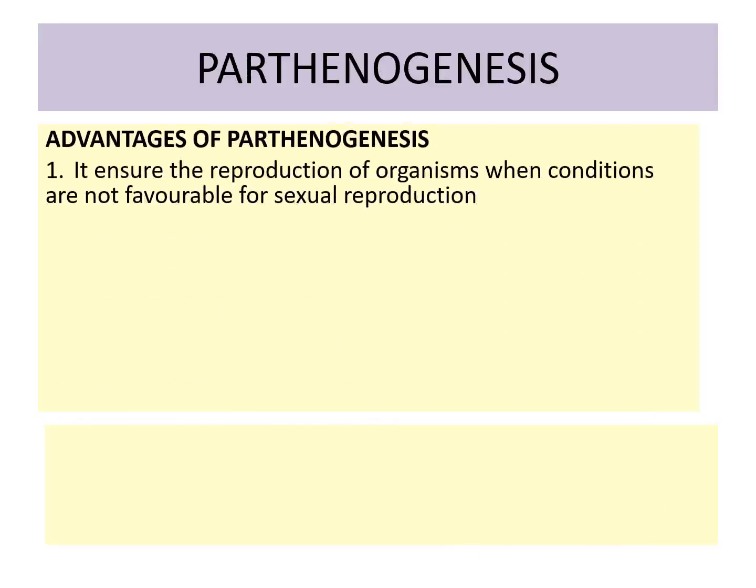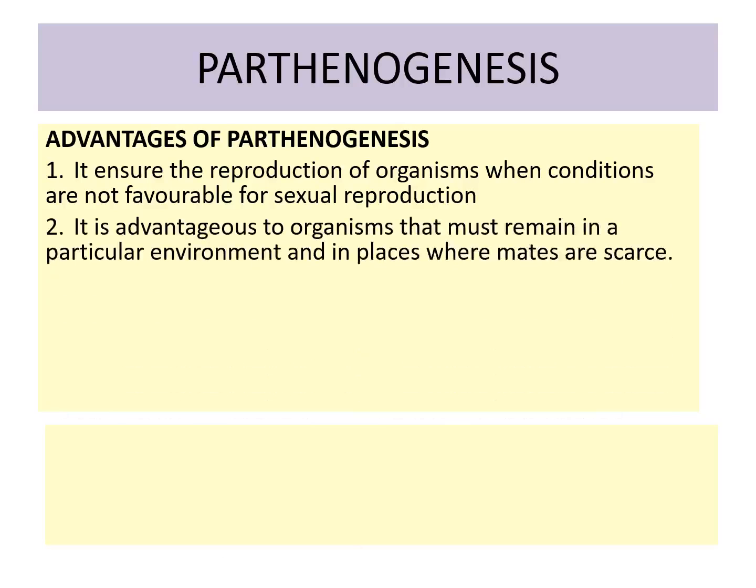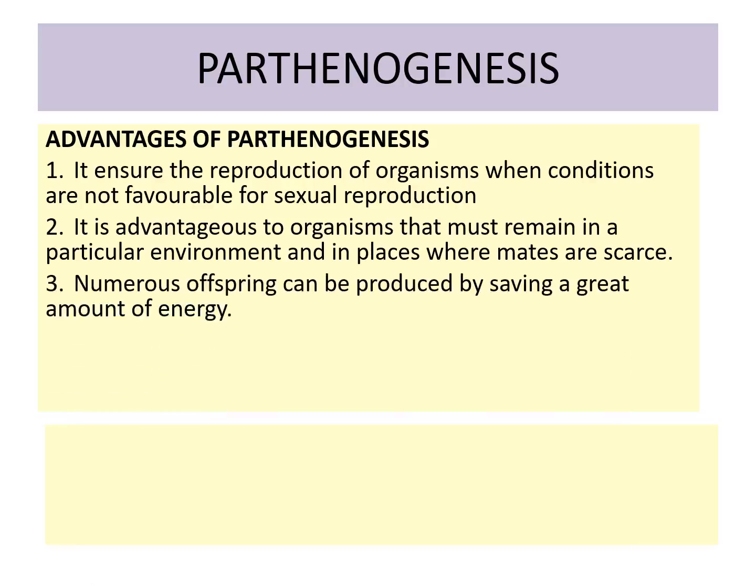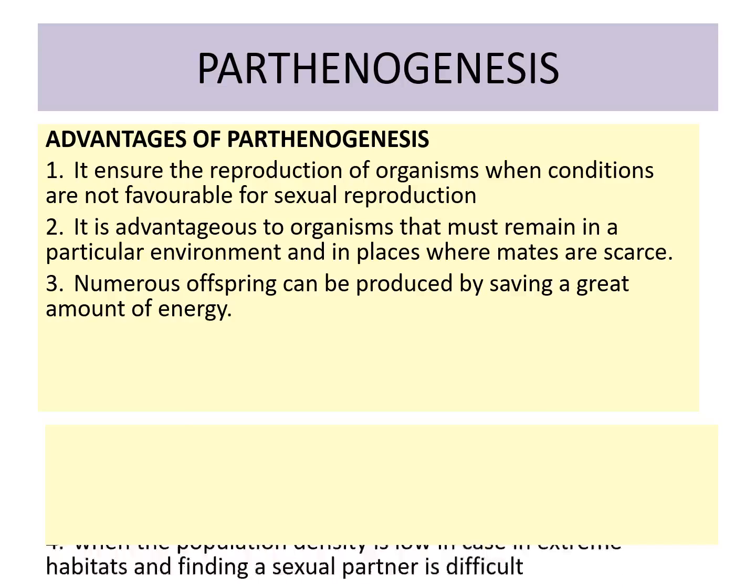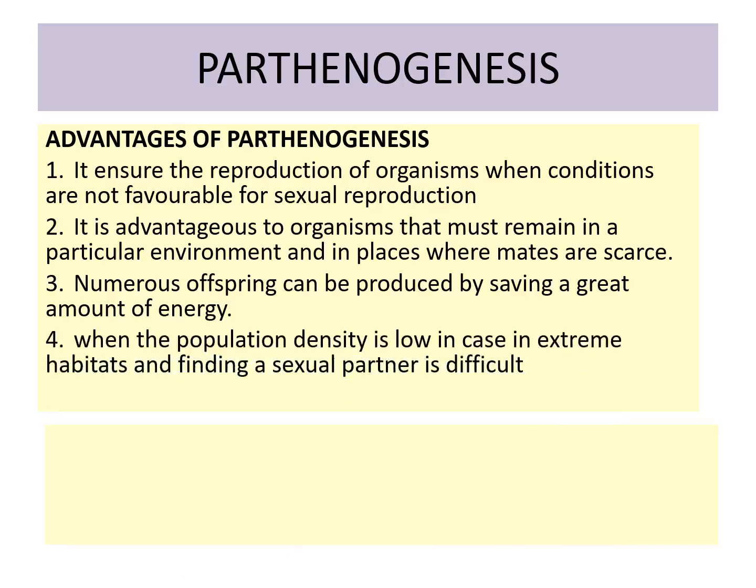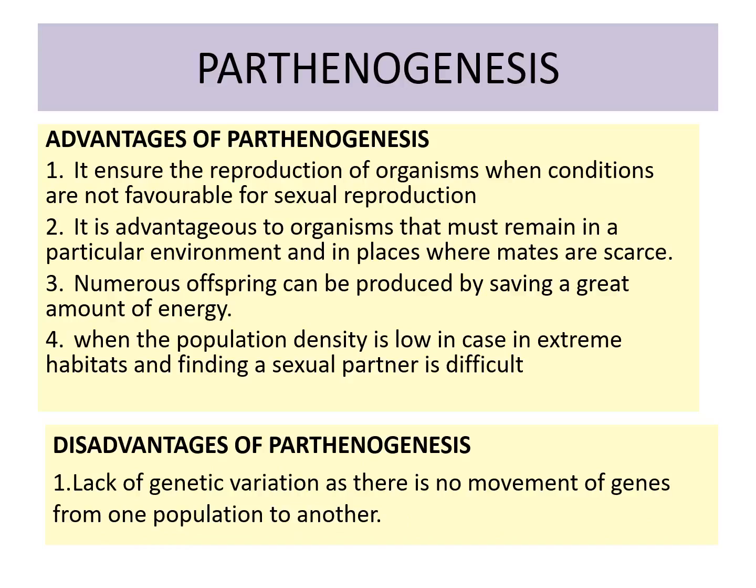Advantages of parthenogenesis. It ensures the reproduction of organisms when conditions are not favorable for sexual reproduction. It is advantageous to organisms that must remain in a particular environment and in places where mates are scarce. Numerous offspring can be produced, saving a great amount of energy when the population density is low, in case of extreme habitat and when finding a sexual partner is difficult.